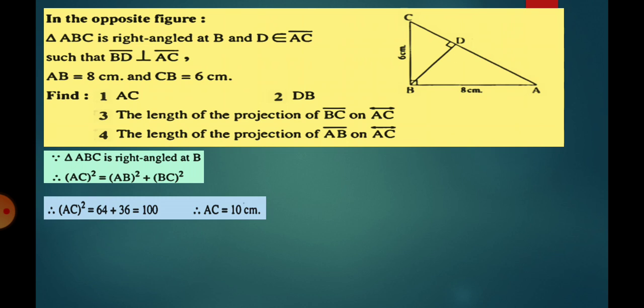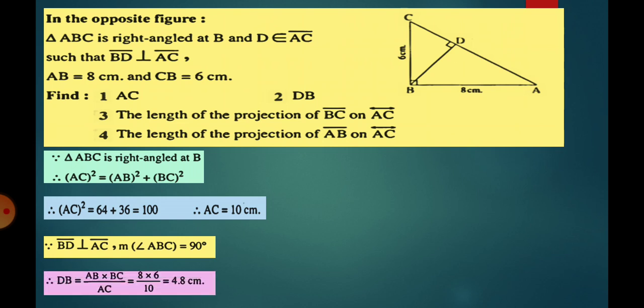BD: we know BD equals BC times AB over AC. BD equals the product of two sides of the right angle over the length of the hypotenuse. Then BD equals 6 times 8 over 10, equals 4.8. This is number 1.